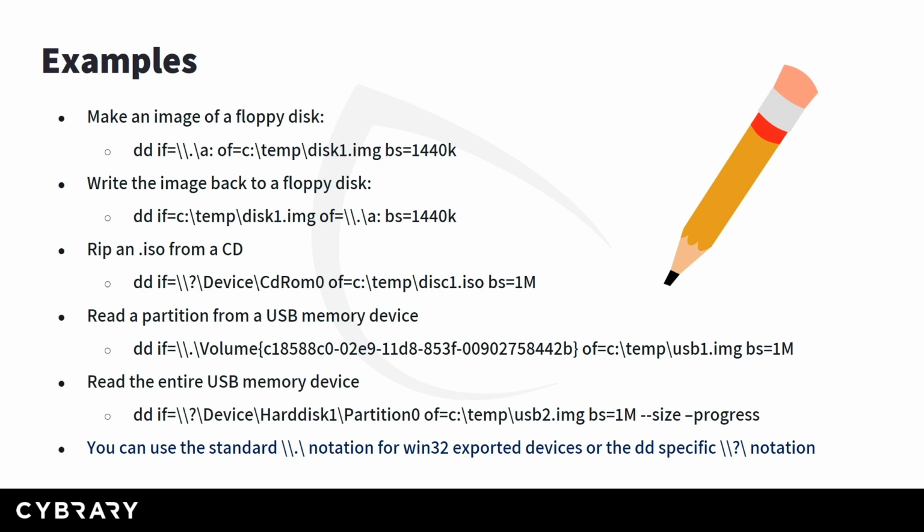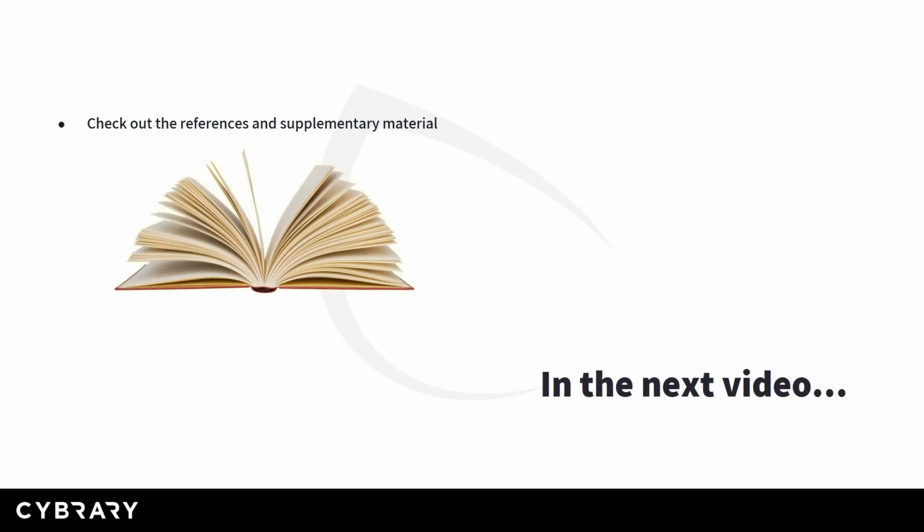You cannot write to a CD with this program. You should get Microsoft CD-Burn from the Windows XP Resource Kit. Note that floppy disks are extremely unreliable. If you get errors, please try another floppy disk or reformatting the disk. Please don't forget to check out the references and the supplementary material. In the next video, we're going to do some exercises to practice the DD commands that we just analyzed.